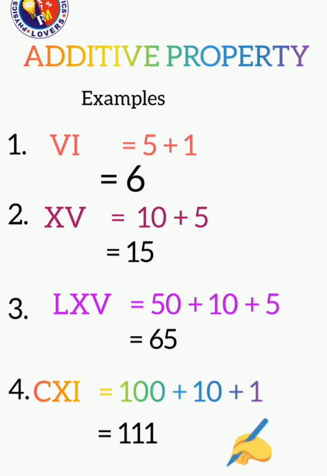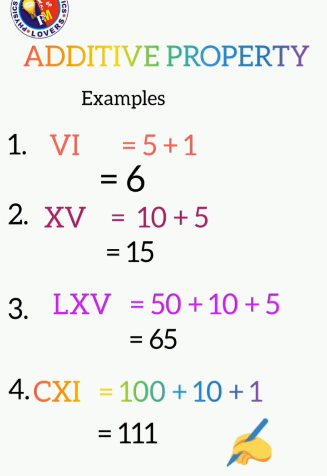Look at example number 1. We have VI. V represents 5 and I represents 1. If you look at it, 1 is smaller than 5. So therefore we will add the 1 to 5 because a small symbol is coming after a big symbol. Look at example number 2. We have XV. X represents 10 and V represents 5. So X is bigger than V, meaning 10 is bigger than 5. So we are going to add 5 to 10, which gives 15.